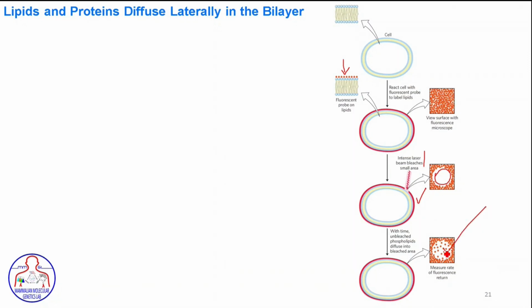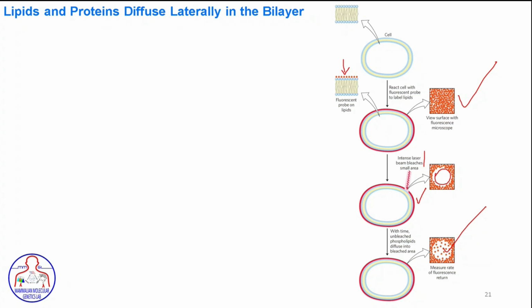So it means they are moving from one place to another, and they are filling the bleached space, and even bleached phospholipids have moved to other places, so that everywhere they are moving. And this experiment proves the fluid mosaic model of the lipid bilayer.